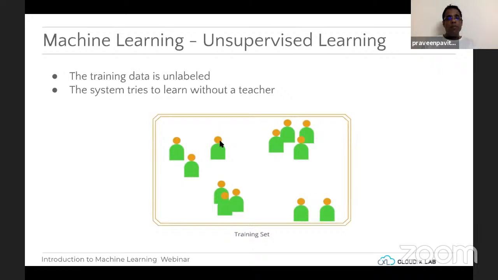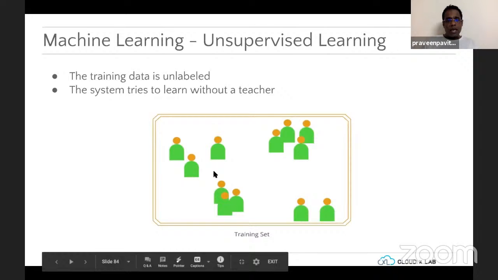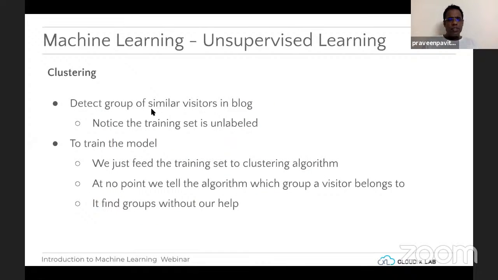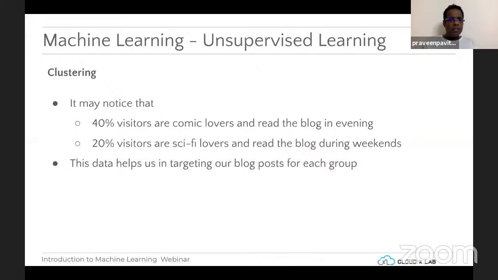So how unsupervised learning works is that you will be given a training set that looks like this, and you would want to do something like clustering. You would try to build up features and distribute these people by a certain set of features and separate them. For example, detecting a group of similar visitors to the blog. The training set may be unlabeled, and you would just feed it in and it figures out some groups. You would figure out that, hey, 40% of the visitors are comic lovers who read the blog in the evening, 20% are sci-fi lovers who read the blog on the weekend, etc. You would figure out data like that.